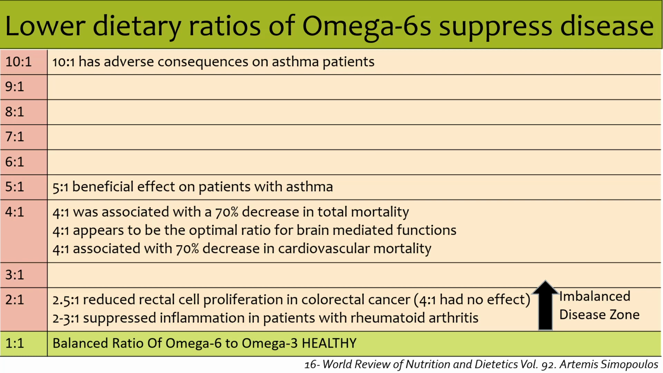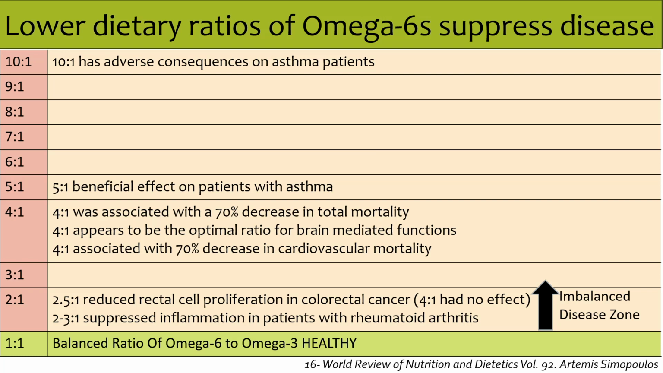Also, 4 to 1 appears to be an optimal ratio for brain-mediated functions. And 4 to 1 was also associated with a 70% decrease in cardiovascular mortality. At 2.5 to 1, there was a reduction in rectal cell proliferation in colorectal cancer patients, whereas 4 to 1 had no positive effect.